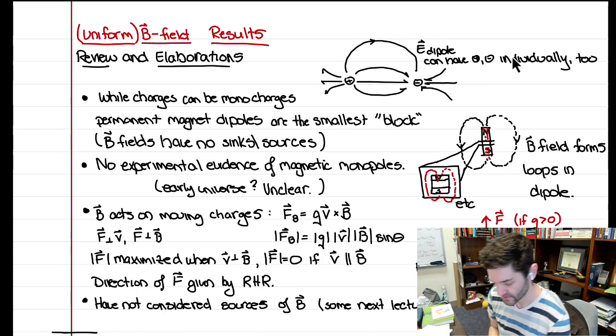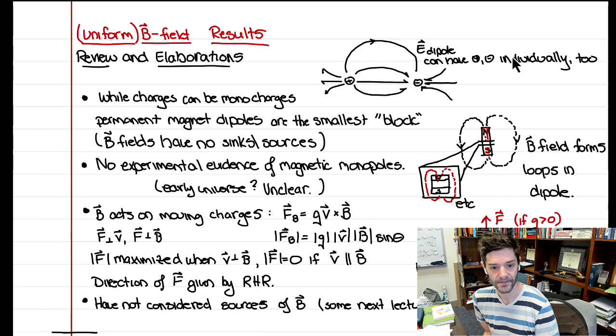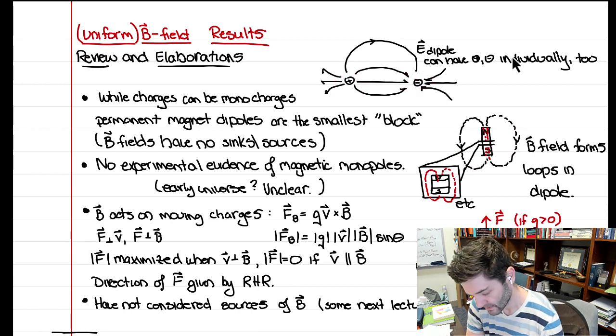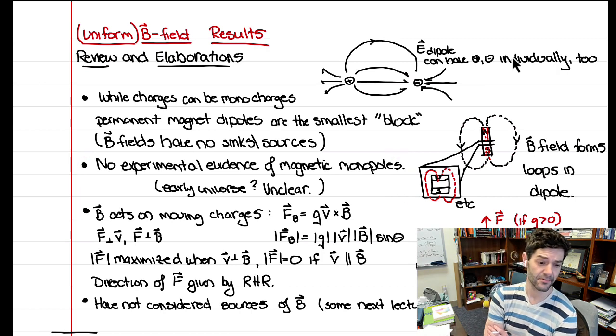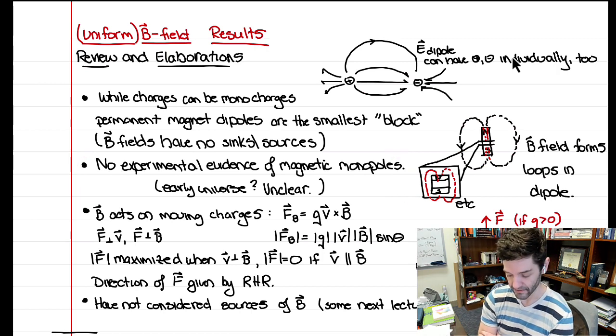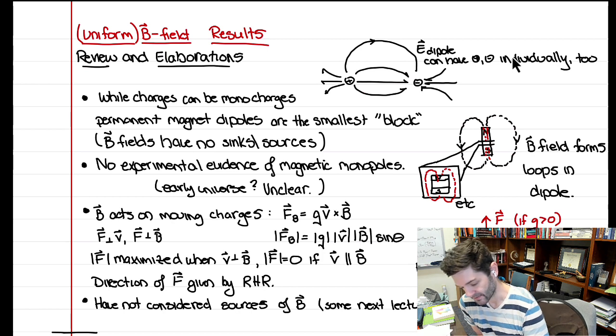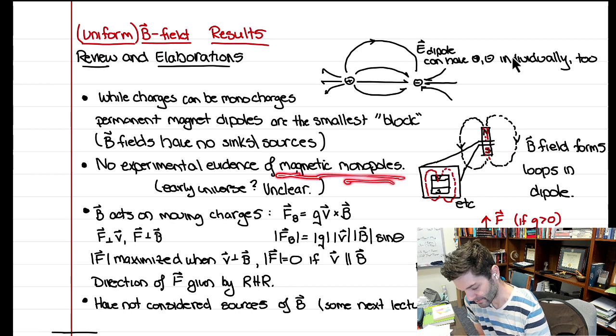There's no source or sink like there is for electricity. And this is based on experimental evidence. There is no experimental evidence so far that there are what are called magnetic monopoles. Sinks or sources we could call monopoles or monocharges for electricity. There seem to be no magnetic monopoles. Right? I can't get north or south by itself.